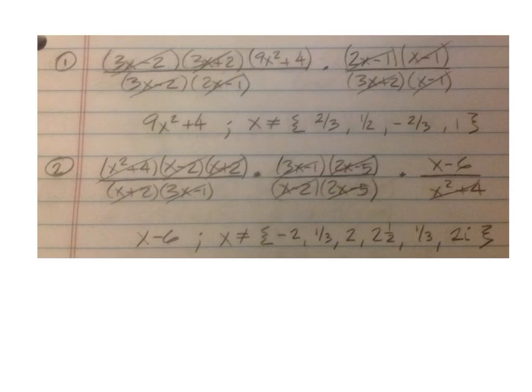For number 1, you can have 9x squared plus 4, and the values that x cannot be equal to are 2/3, 1/2, negative 2/3, and 1. You get 1 point if you have the simplified version correct, and 1 point if you have all values that x cannot be equal to.